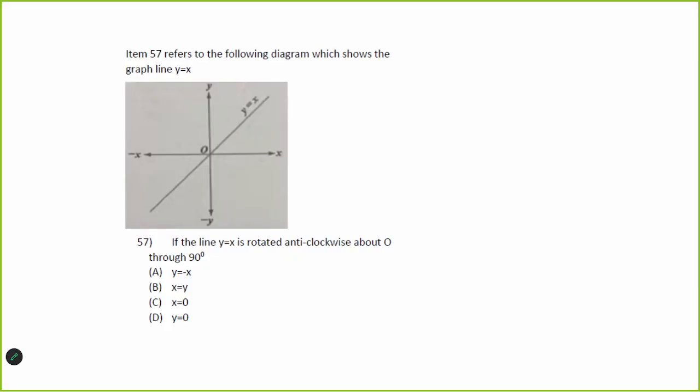Item 57 refers to the following diagram. X is equal to Y. If that line X equals Y is rotated anti-clockwise about 90, we know it will end up here. This is 90 degrees, right? This here is equal to Y equals negative X. So A would be your answer.